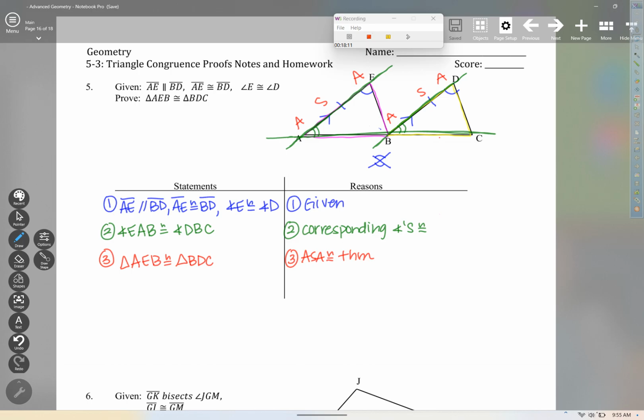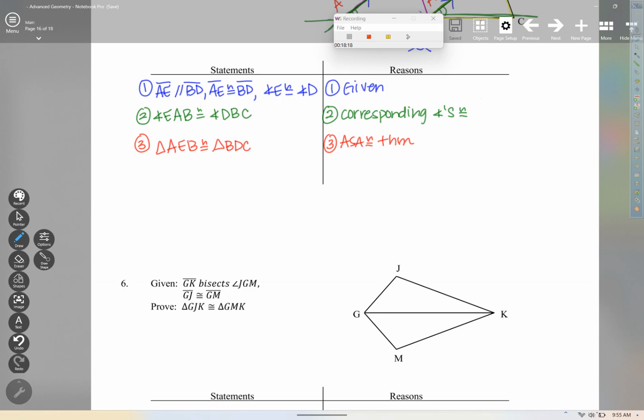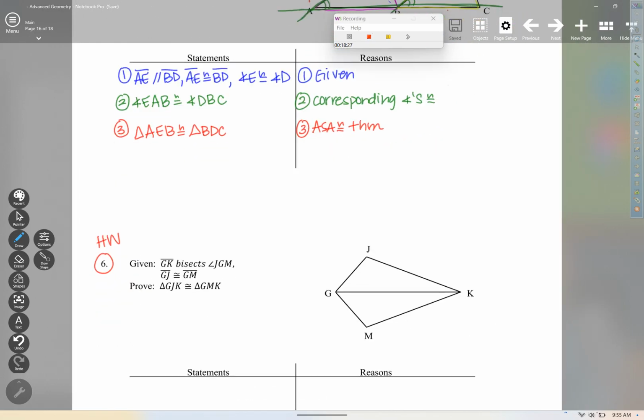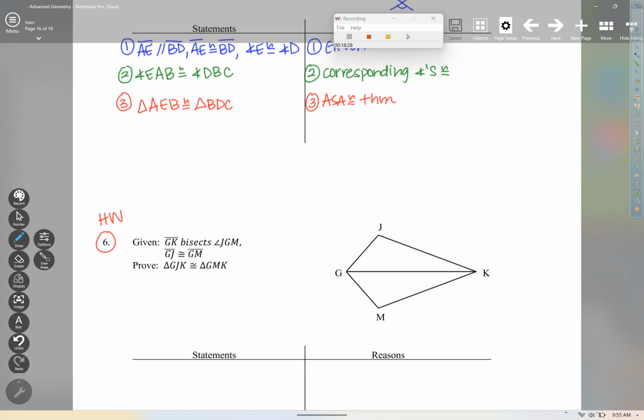If you ever need to pause the video, please feel free to. Sometimes this one goes kind of fast. This is homework. Number 6 is homework. So just remember, if you don't have parallel lines and you just have a bisector, to go back to the questions that look like bisect and use your resources from questions 1 through 5 that you can best use to help you solve number 6.